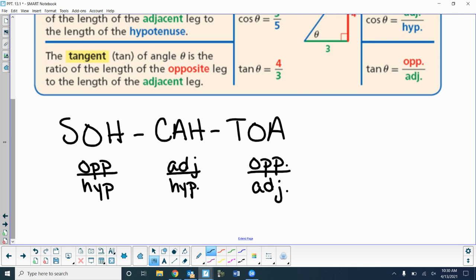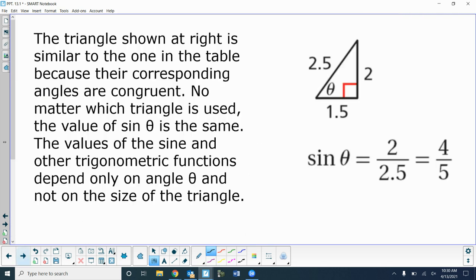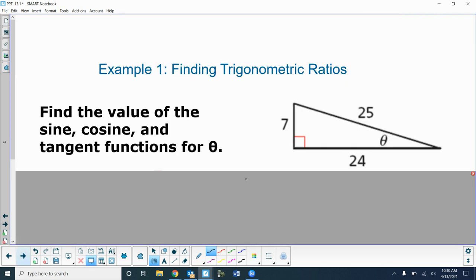Hey, are you focused now? Okay. Opposite over hypotenuse. Okay? So, here's theta. Where's opposite? What's hypotenuse? There you go.